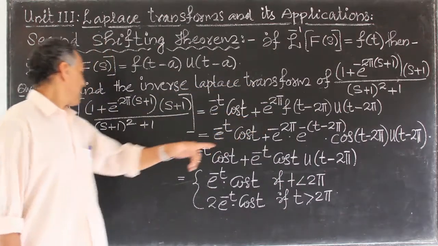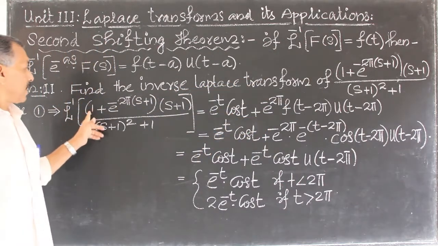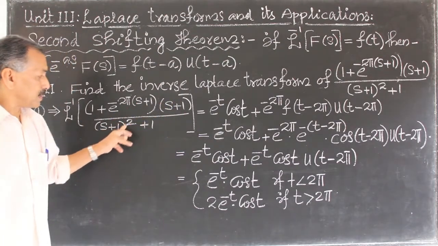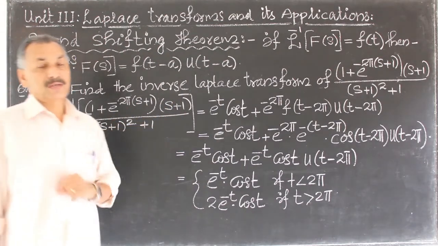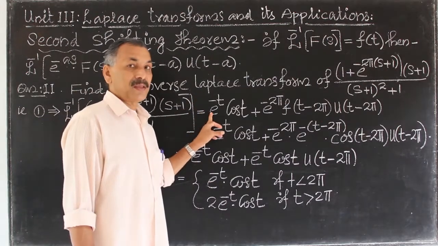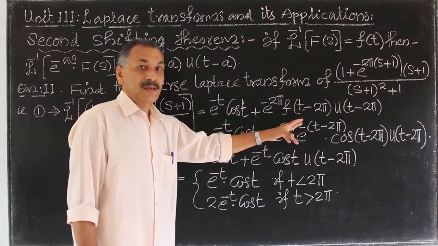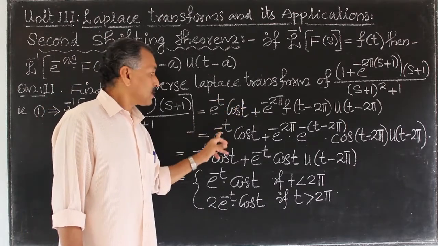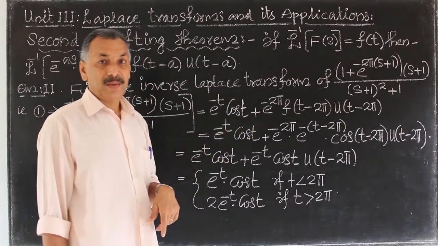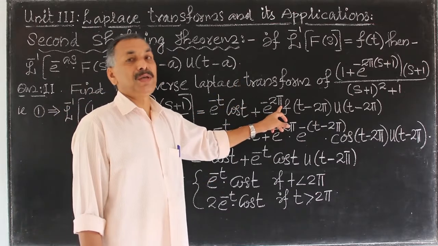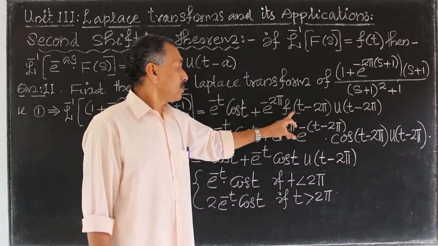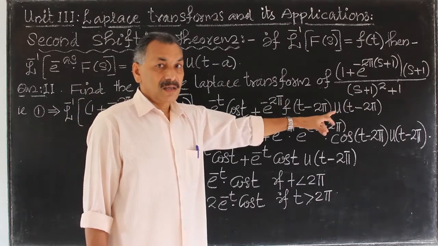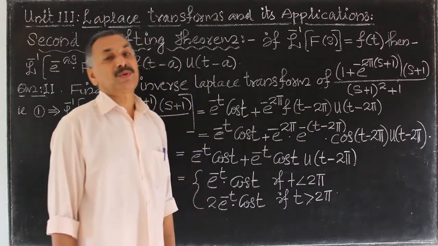What is L inverse of this value? L inverse of 1 plus e raised to minus 2 pi (s plus 1) into (s plus 1) divided by (s plus 1) square plus 1 is equal to, what is the first term? Result 1 has been written. Therefore result 1: (s plus 1) divided by (s plus 1) square plus 1 plus e raised to minus 2 pi into e raised to minus 2 pi s into (s plus 1) divided by (s plus 1) square plus 1.